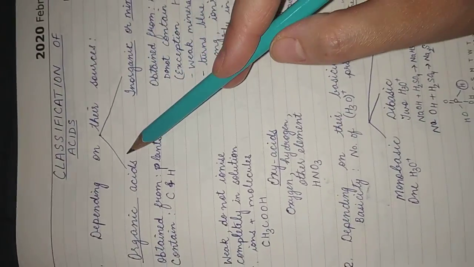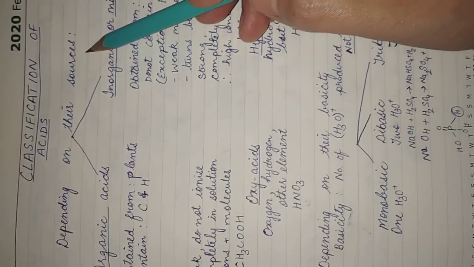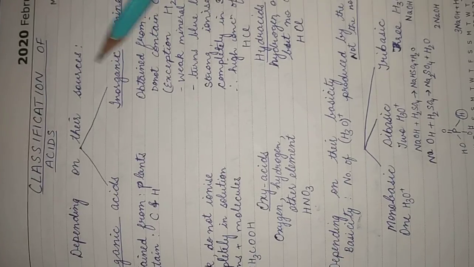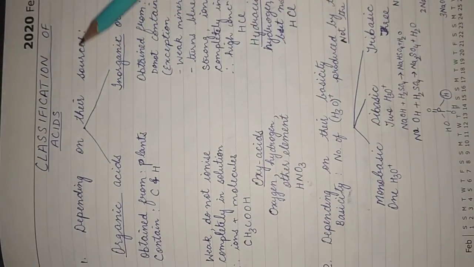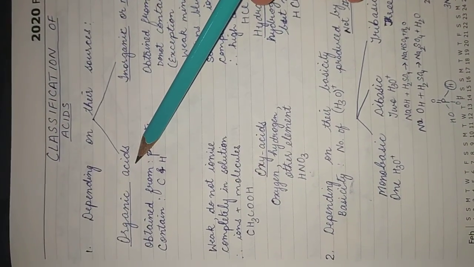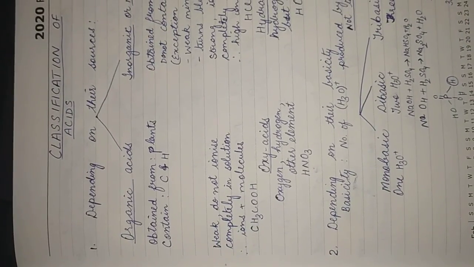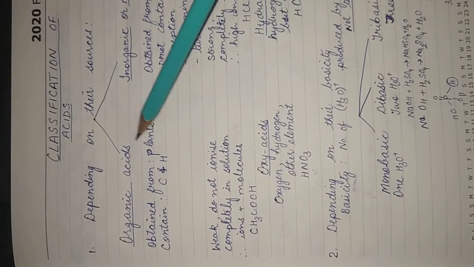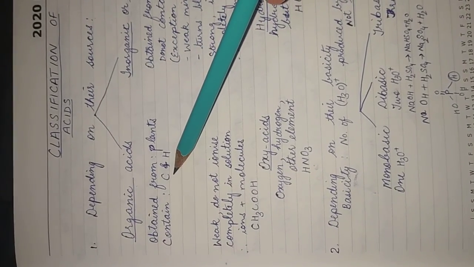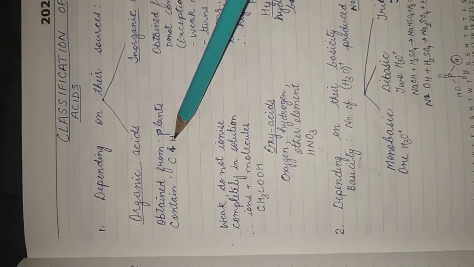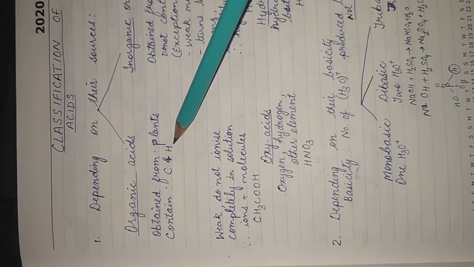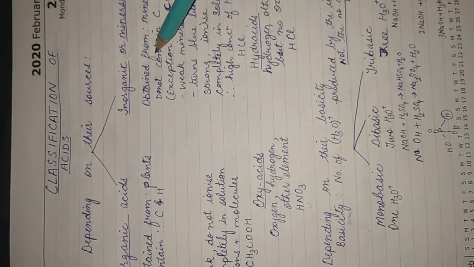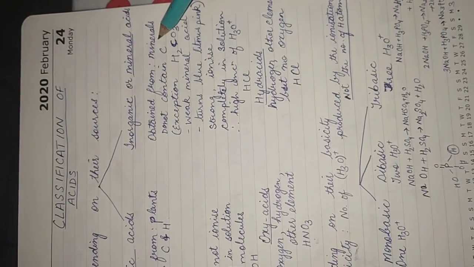Now on certain bases we can classify the acids. The very first is depending on their sources, that is, from where the acids are derived. Depending on this we have organic acids and inorganic or mineral acids. Organic acids are obtained from plants, so they contain carbon and hydrogen. Whereas inorganic or mineral acids are obtained from minerals.